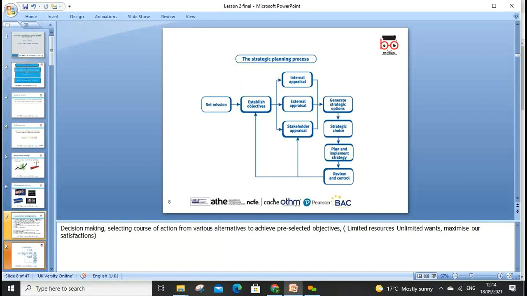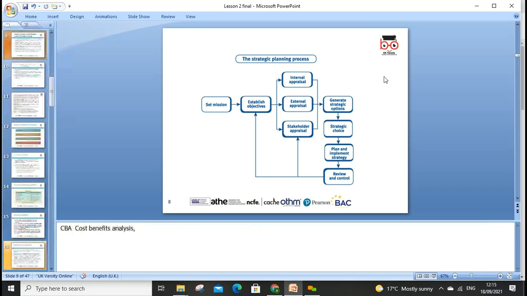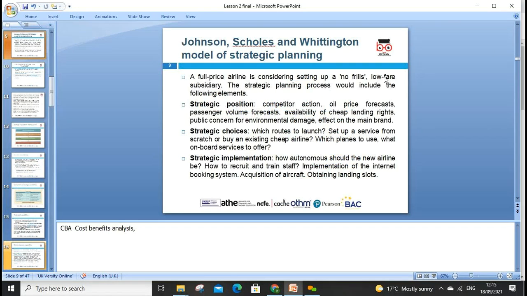Yes, look around. Options are what the best options are. Decision making means selecting the best course of action, the best option. That's our strategic choices. What choices do we have? Plan and implement the strategy. Planning and implementing the strategy means an action plan. Review and control: we need to review and control. Strategic is the long term.